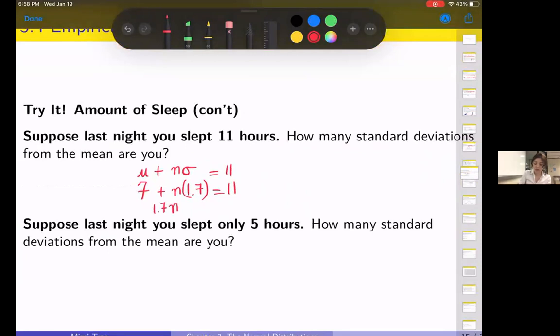1.7 times n equals 4. N equals 4 divided by 1.7, which is roughly 2.35. So it makes sense, right? It's between 2 and 3 standard deviations. Okay, that makes sense. Can someone do 5?